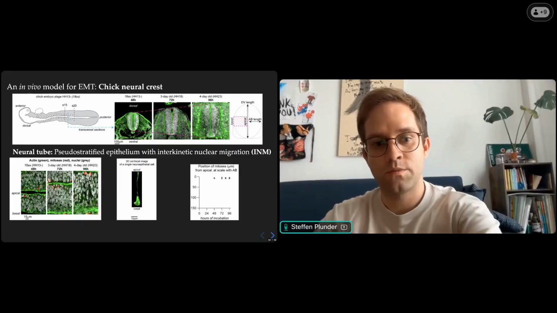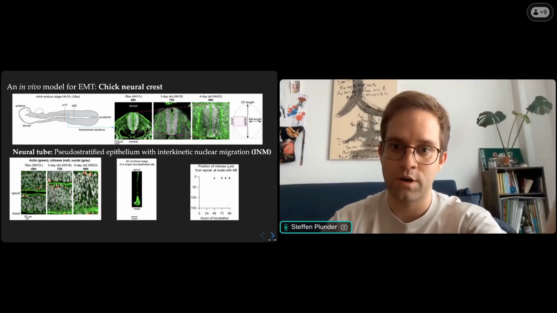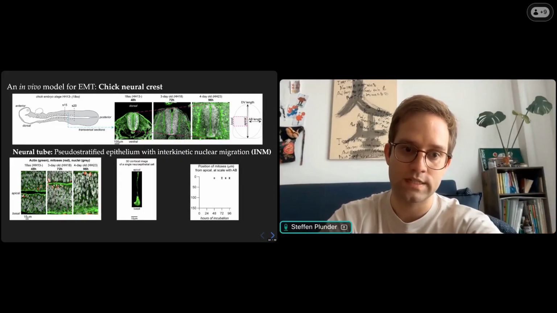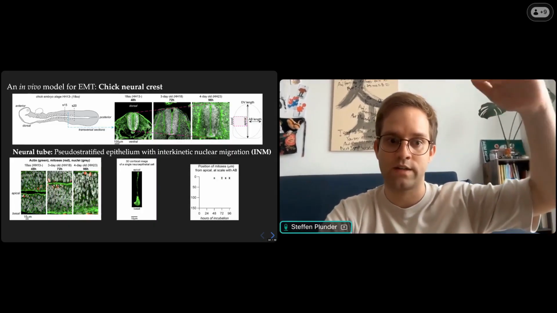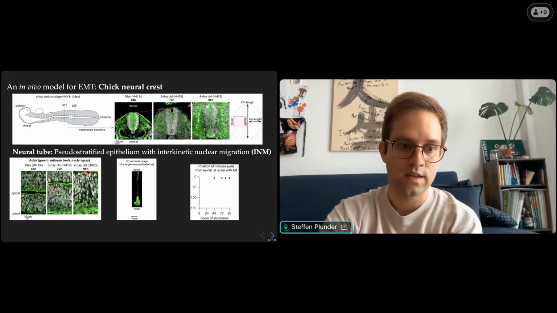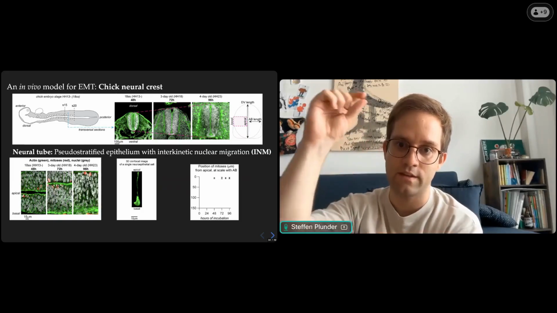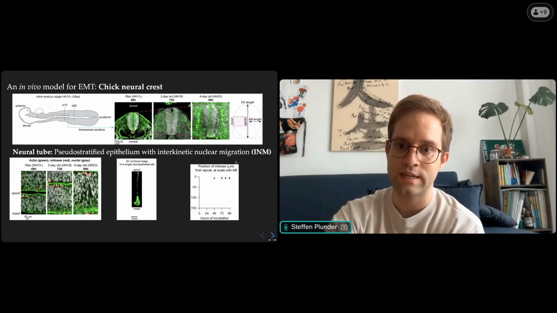But before we could model EMT, we had to establish a model for the healthy tissue. One key property of this particular tissue is that the cells are always dividing on the upper side, on the apical side. In fluorescence, these are the cells performing cell division, mitosis. And you see that the position of cell division is always very much on the apical side, very well controlled. This is called interkinetic nuclear migration.